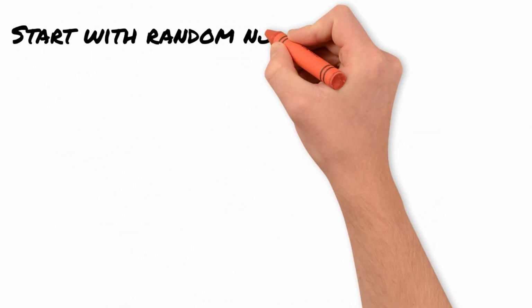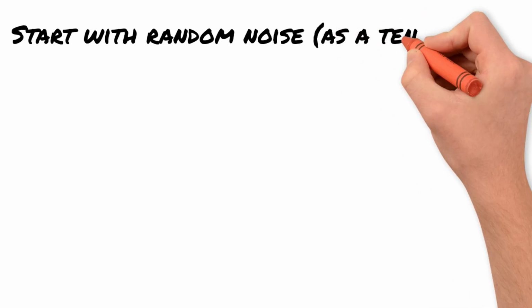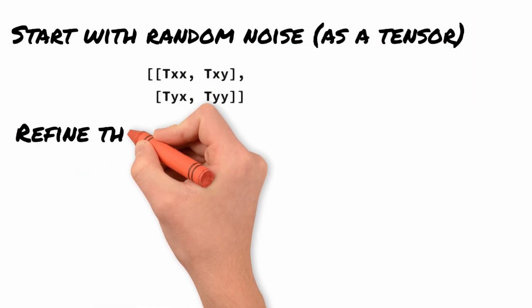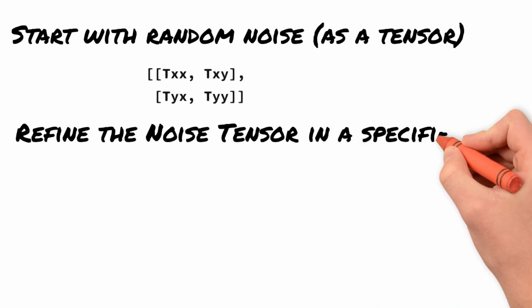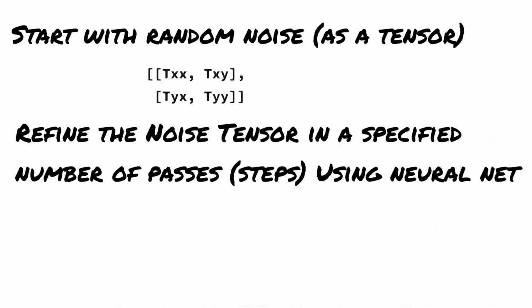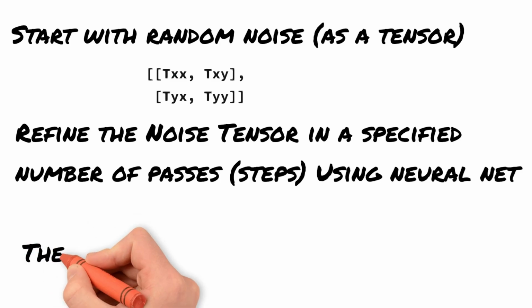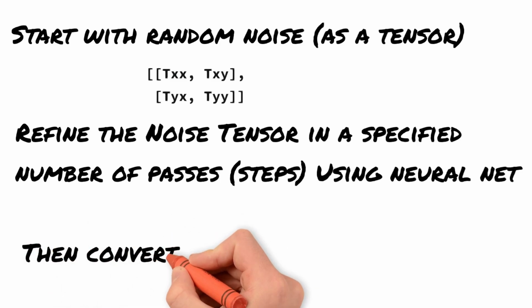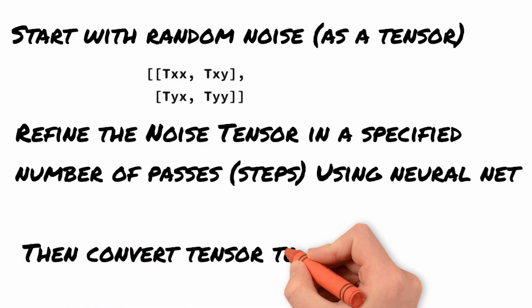After the prompt tensor, we'll start with random noise as a tensor. Then we'll refine this noise tensor in a specified number of steps using the neural network. Finally, we'll convert this tensor to an image.